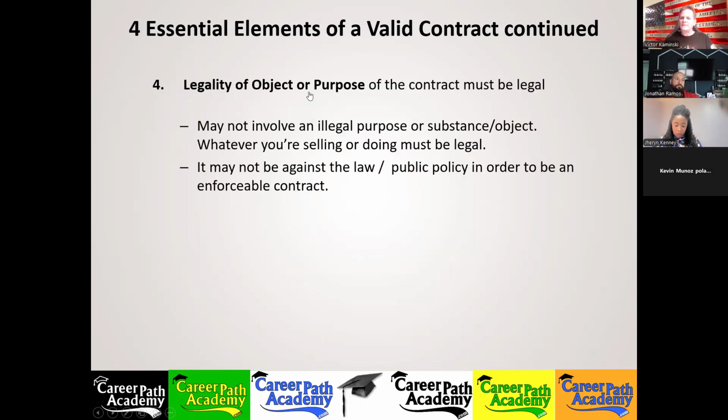And then we have legality of the object or purpose of the contract. It must be legal. It may not involve an illegal purpose or substance or object and be legally enforceable in a court of law. Whatever it is you're selling or doing has to be legal. It may not be against the law or public policy in order to be an enforceable contract, right? You can't have an enforceable contract to kill somebody. Why? Because murder is illegal. You can't have an enforceable contract to sell crack, right? Because it's a controlled substance. It's illegal.